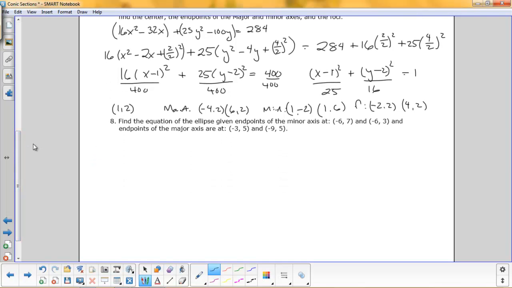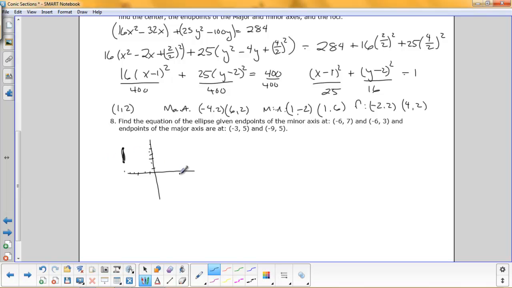Finally, number 8. Alright, we're given some critical values and expected to find the equation of the ellipse. So if the endpoints of the minor axis are (-6, 7) here, and (-6, 3) here, that's the value of 2b. Okay? The length of the minor axis is 2b units long.